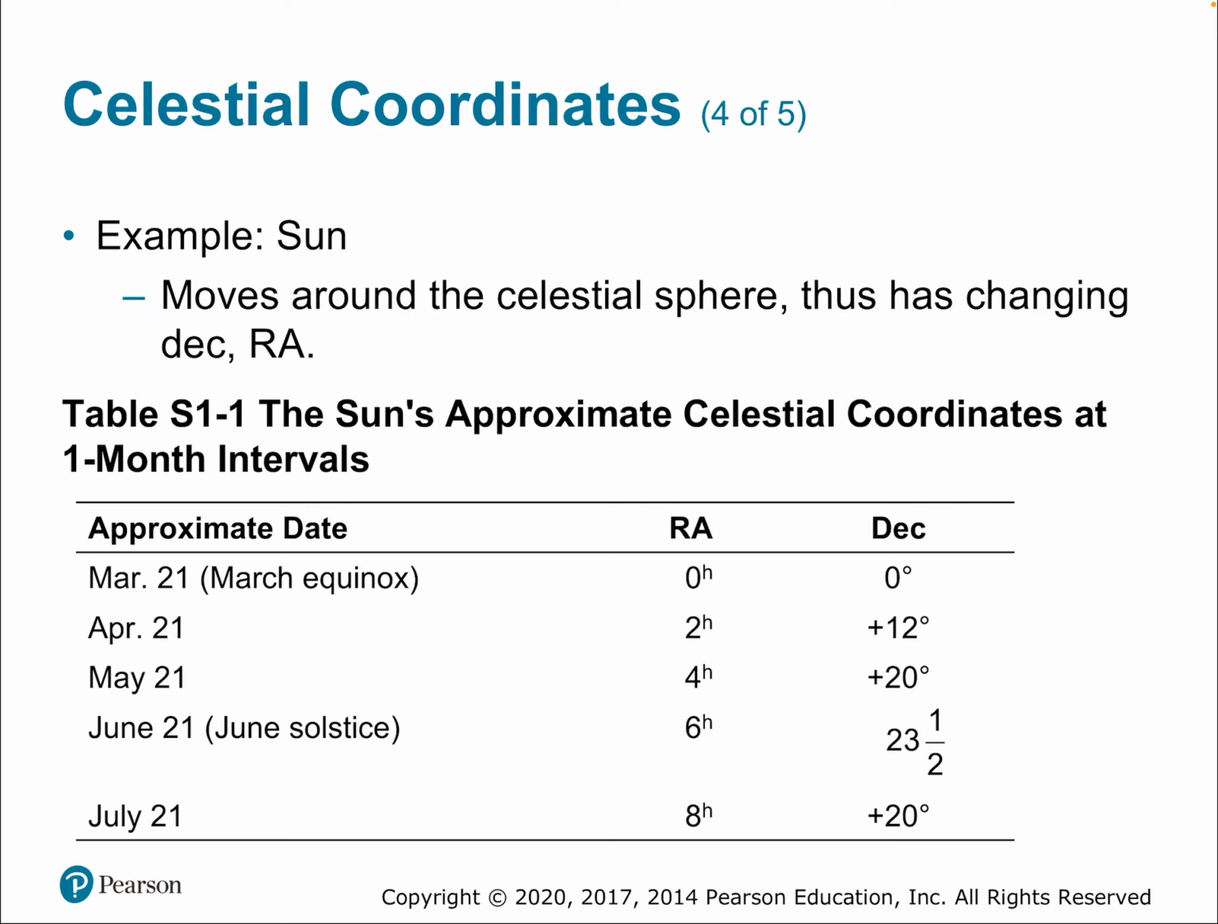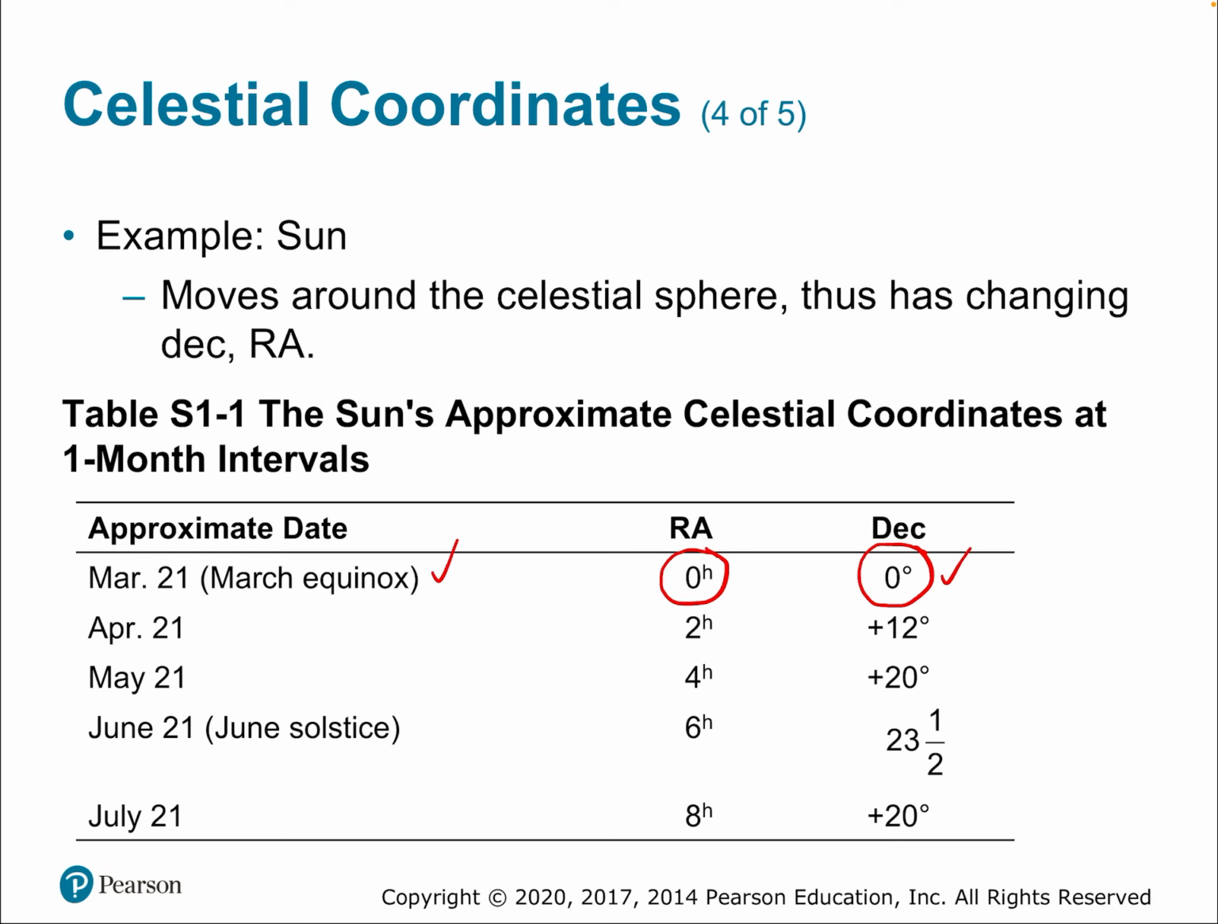So here are some locations of the sun's approximate celestial coordinates at one-month intervals. Starting with the March equinox, of course, it's going to be at 0 right ascension by definition, and it's also going to have 0 declination because the March equinox is the time where it passes across the celestial equator. So that means it must have a latitude of 0 degrees, which we call declination.